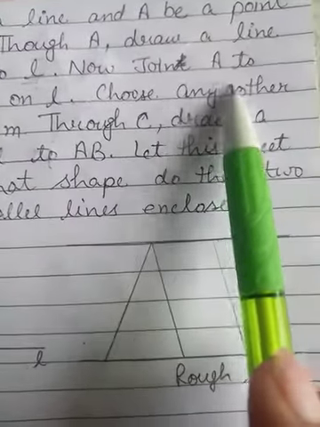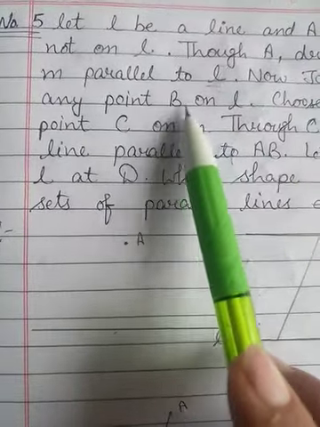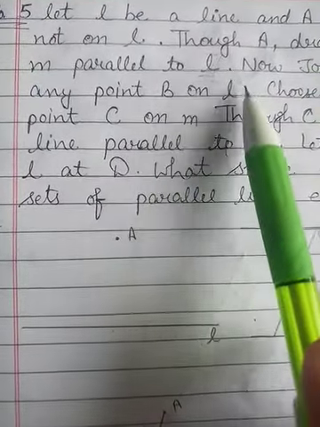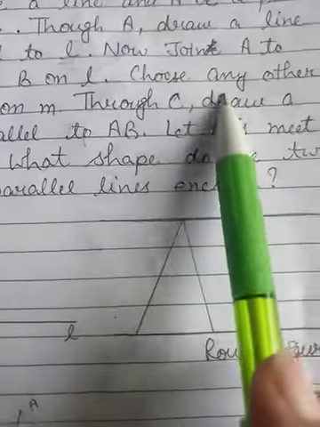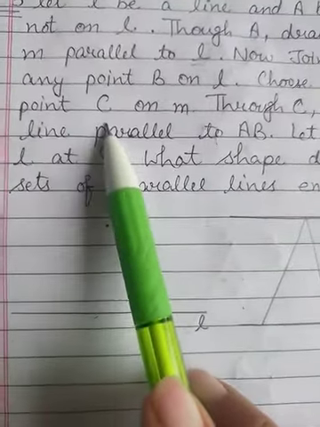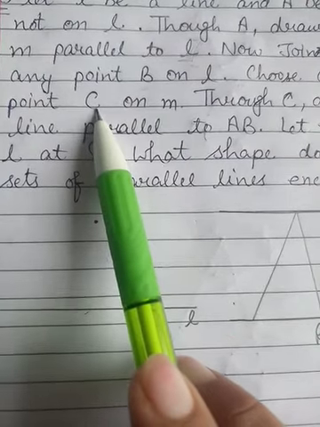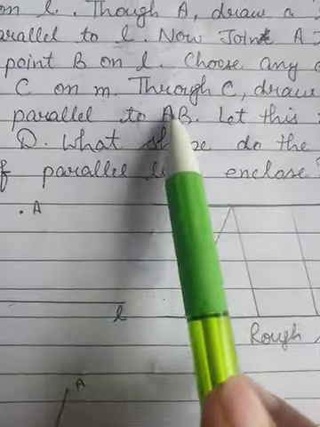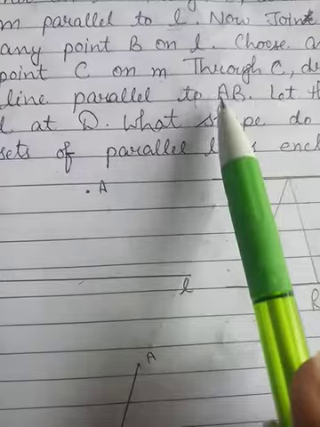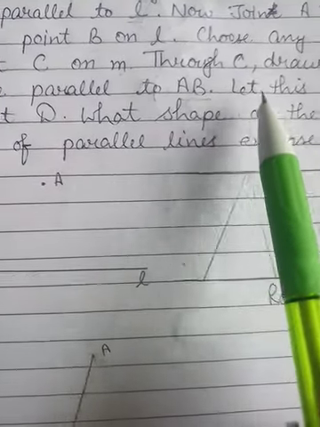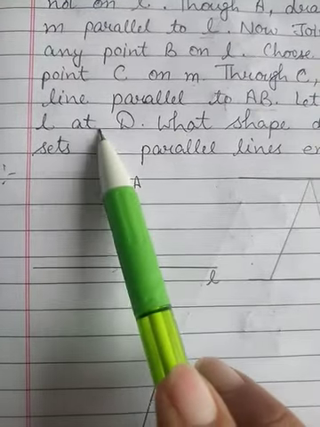Now join A to any point B on L, meaning we need to take one more point B which should be on L. Choose any other point C on M. Now one point B we take on L and another point C we take on line M. Through C draw a line parallel to AB. Now from point C we need to draw a parallel line to AB. Let this meet L at D.